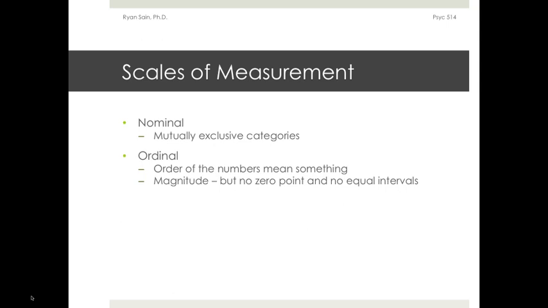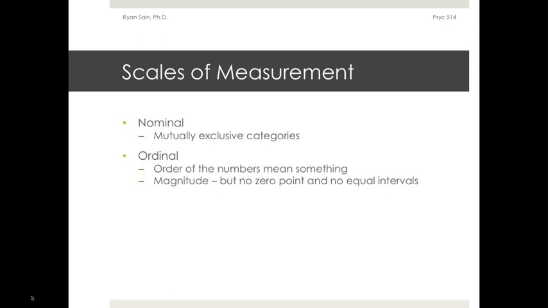That's one of the problems with ordinal level data: there's no guarantee that the distance between a point on an ordinal scale is the same as the distance between other points on the scale. I'm thinking about rank here, like a team ranking. First place isn't twice as good as second place, and second place isn't twice as good as fourth place. The distance between those is completely arbitrary.